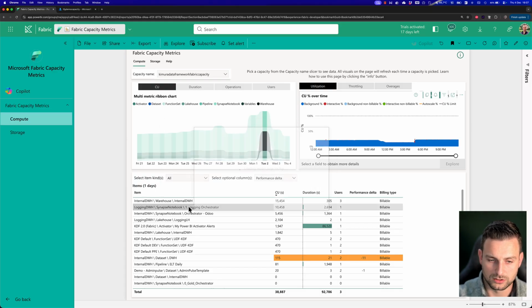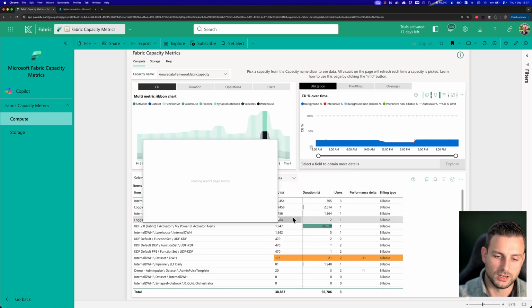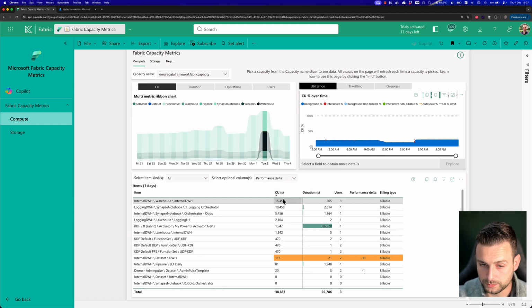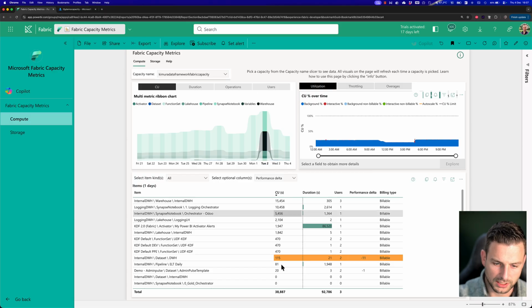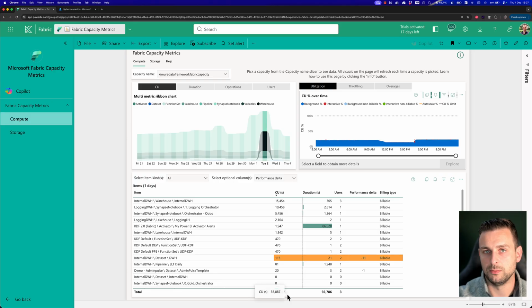So we have a warehouse that's called internal data DWH. We have a notebook that is called one.logging orchestrator and so on. And these are generating compute unit usage. And we can see that on Tuesday the 2nd, we have used up 38,887 CUs, and that is only a little bit out of our allowance.